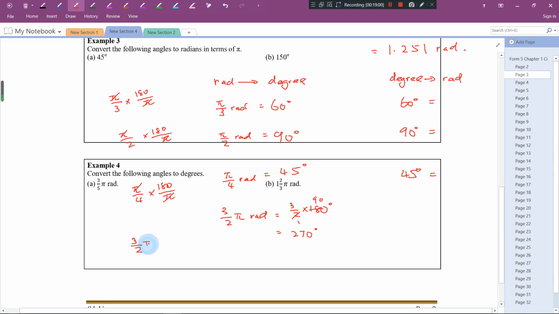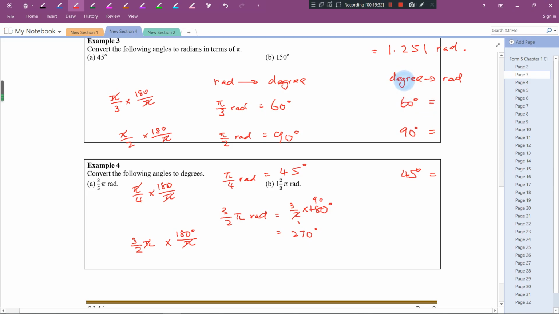3 over 2 pi. We want to convert to degree, right? So we times 180 over pi. Okay, the pi will actually cancel up, right? So 3 over 2 times 180. So every time when you see radian in terms of pi, if you want to convert to degree, if you want to do it a faster way, you just assume that the pi is 180, and then you will get the answer in degree.